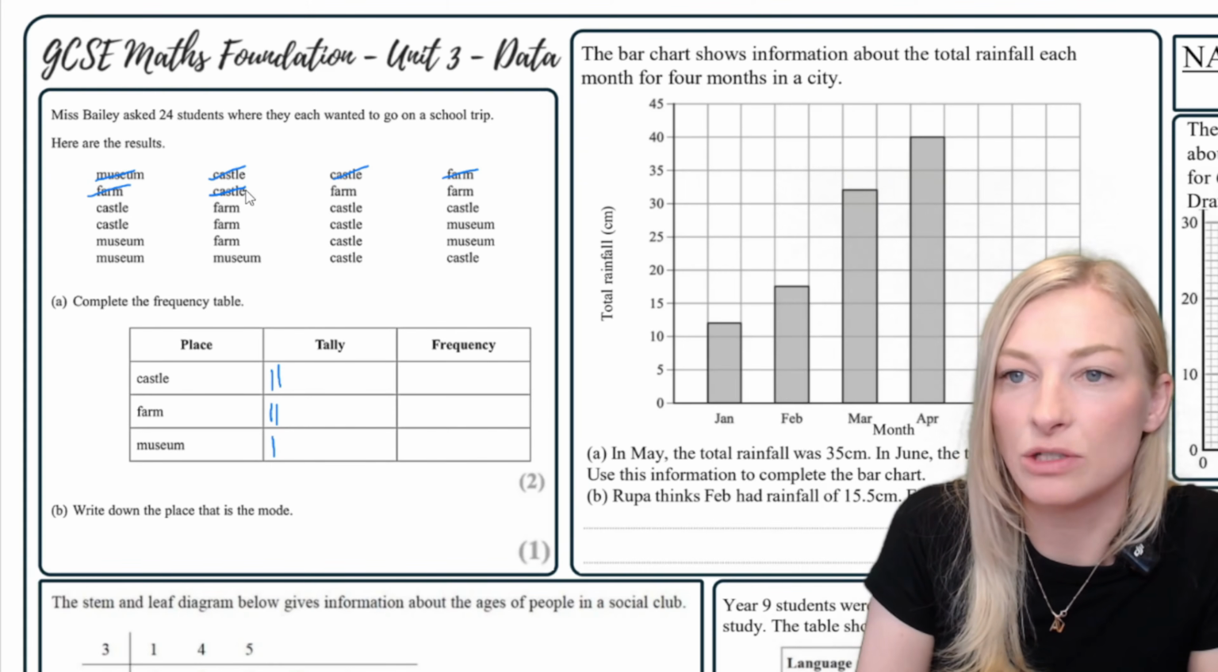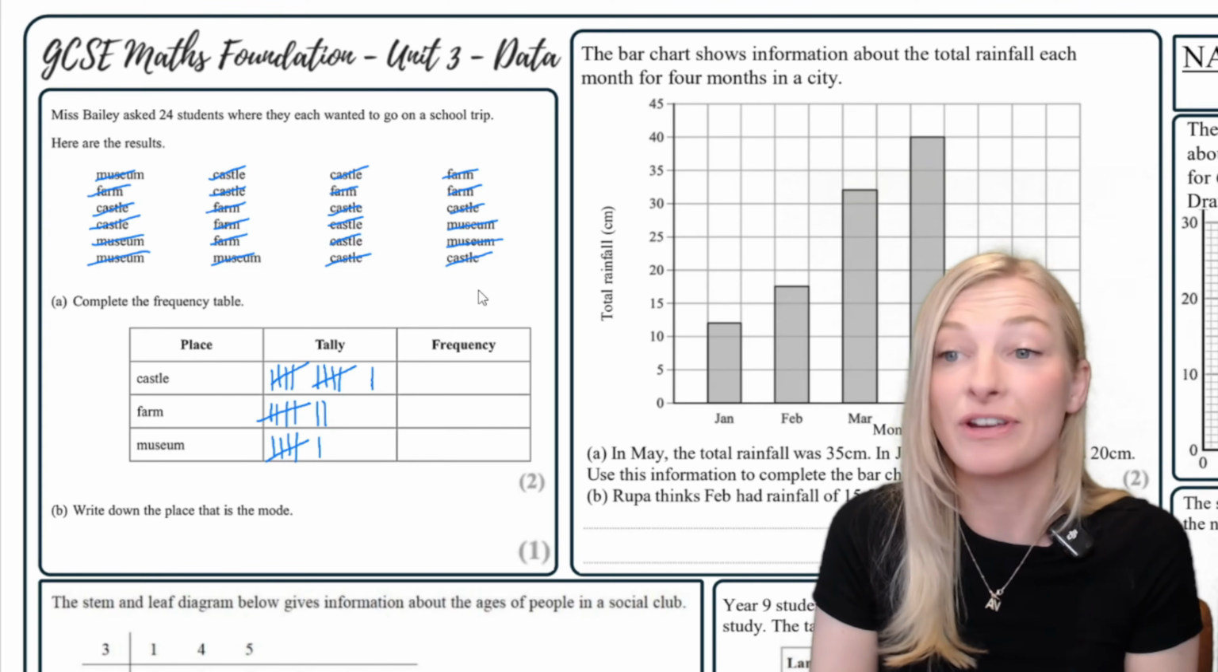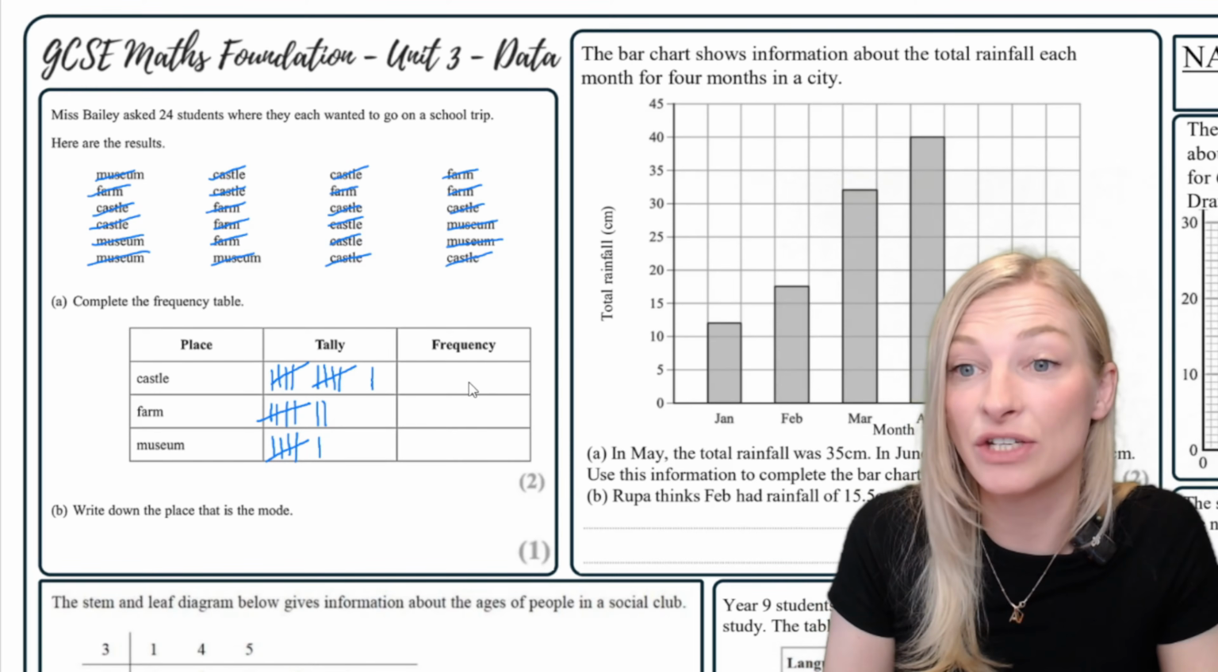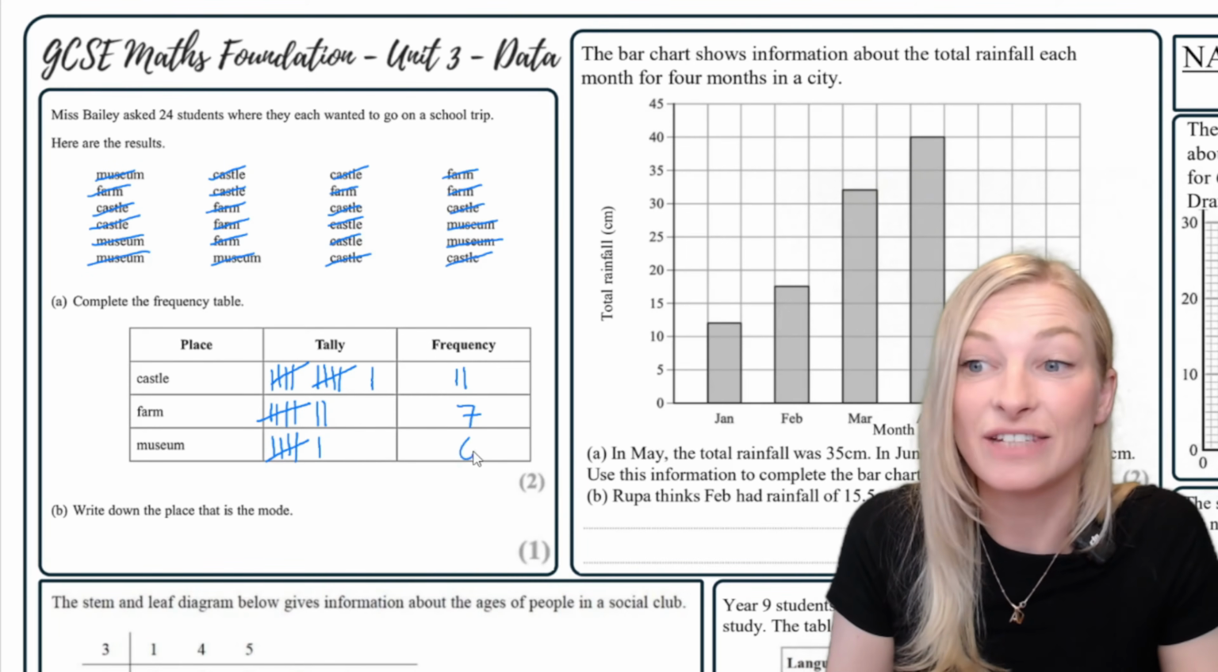You probably don't need to see me do all of this. Okay, there we are. So I've put them all in like that. And I now just need to do the frequency, how many was in each category. So I've got 11 for castle, 5 add 1. I've got 7 for farm, and I've got 6 for museum.